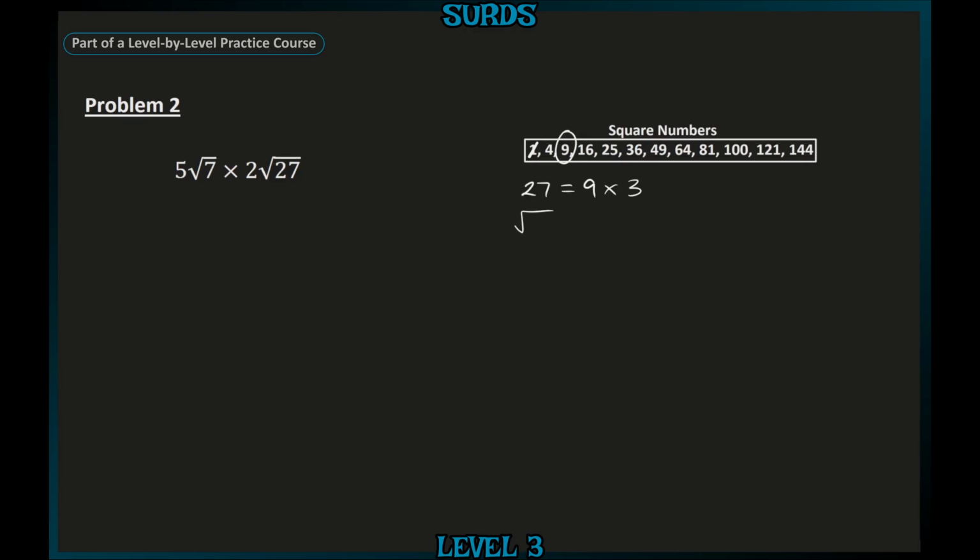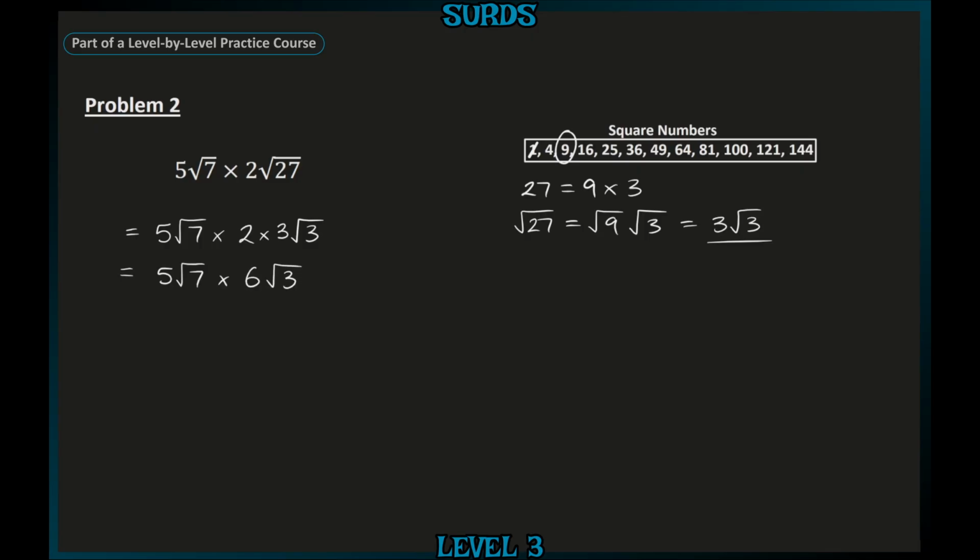So this means that the square root of 27 is equal to the square root of 9 times the square root of 3. And because the square root of 9 is 3, this becomes 3 root 3. So the original question becomes 5 root 7 multiplied by 2 times 3 root 3, which is 6 root 3. And we can now multiply these two together.